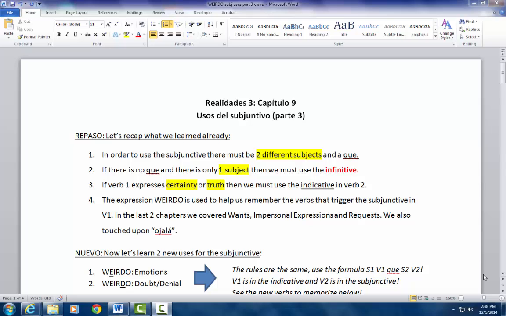Today's lesson is actually going to be our final lesson on the subjunctive. We've been doing it a while, so let's start with a little bit of review. Recap, repaso. Also, please make sure that you're filling in anything that I've highlighted in yellow in your note sheet.